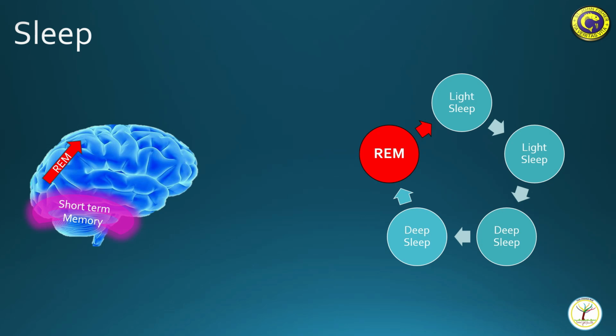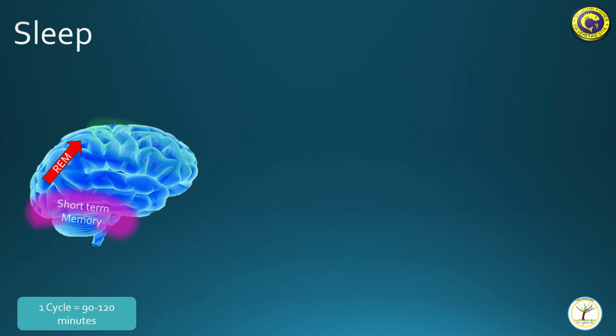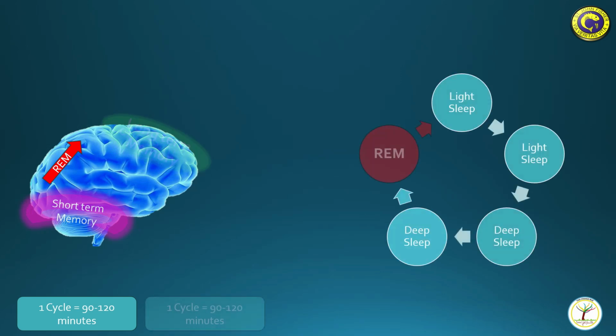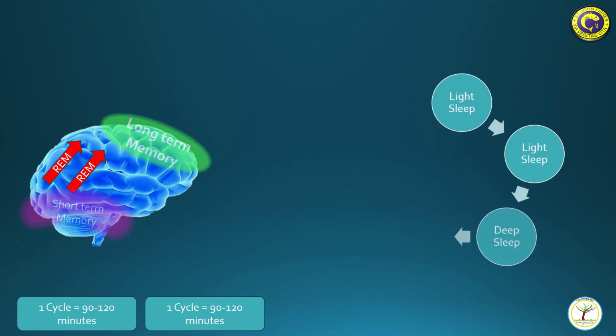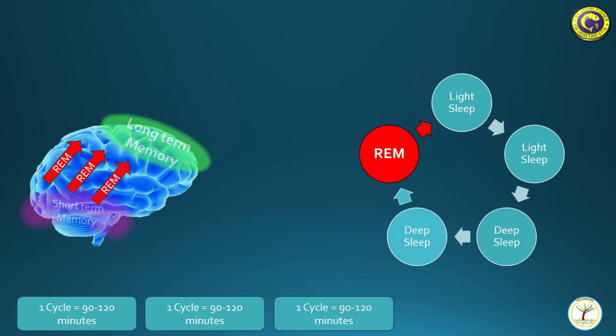REM only takes around about 20 minutes, but occurs at the end of a cycle. So once you've done your first cycle, which lasts 90 minutes to about 2 hours, you will have had one 20-minute session of REM when you will have uploaded some of the short-term memory. If you then go through another cycle of light sleep, deep sleep, and then REM, so you've done another hour and a half, 2 hours of sleep, then you will upload some more of your short-term memory. And ideally, a good night's sleep would mean that you would have 4 complete cycles, and it takes 4 complete cycles to upload all of your information into your long-term memory.